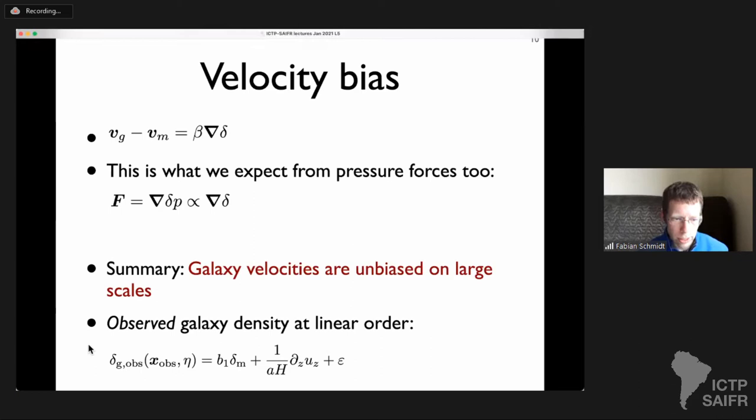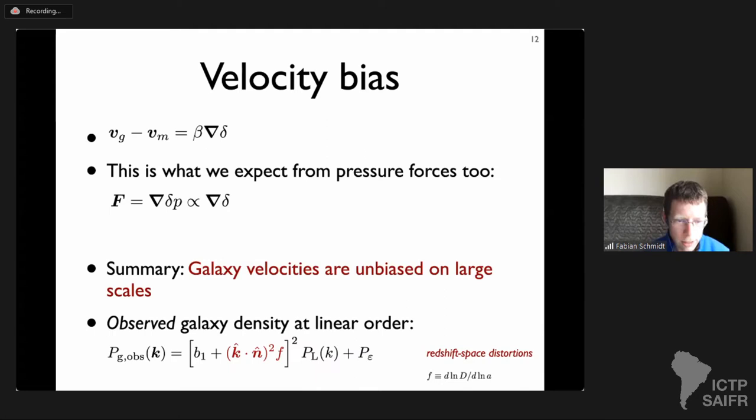So then if we do expand this Jacobian factor and the relation between intrinsic and observed galaxy density, we get this relation. So we get the linear bias relation that we studied last lecture. We get a noise term that we had before, but we get an additional contribution that's given by the line of sight derivative of the line of sight velocity, which comes from this Jacobian d3x observed. Okay, so this is actually a nice thing. It makes our computation a bit more complicated, but it's a nice thing because now this term doesn't have a bias coefficient, right? Because the galaxy velocities are unbiased on large scales. So this term we refer to as redshift space distortions.